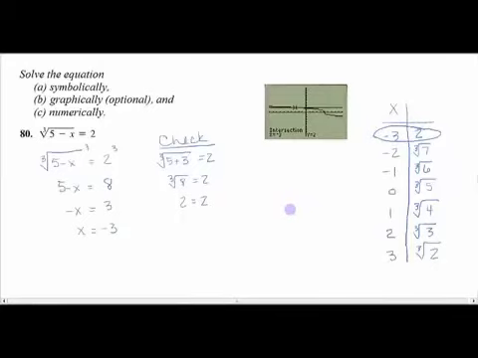You can't always solve equations numerically, especially when the answers come out to be some kind of irrational number, like maybe 5 square roots of 2. So this is going to be a rarity that we would be able to solve this numerically.